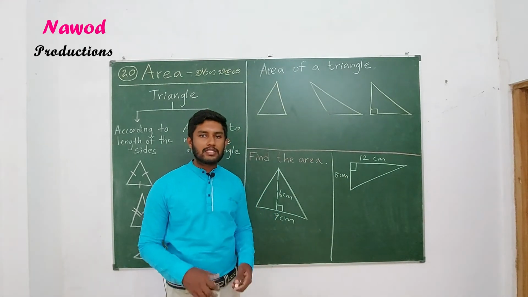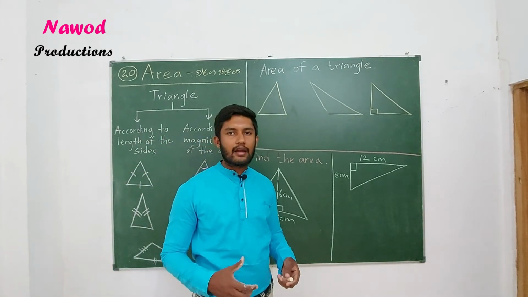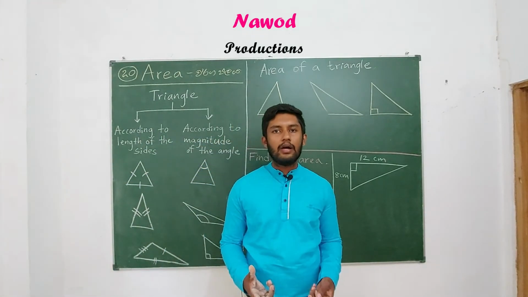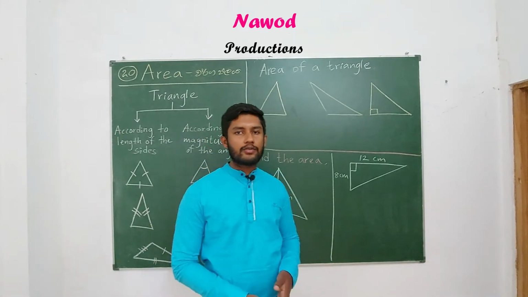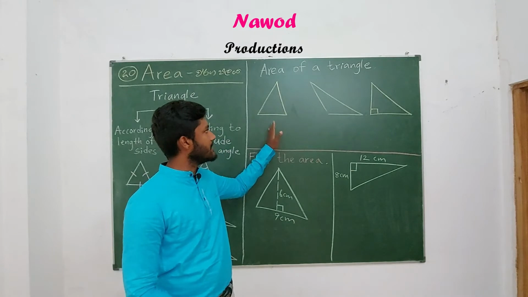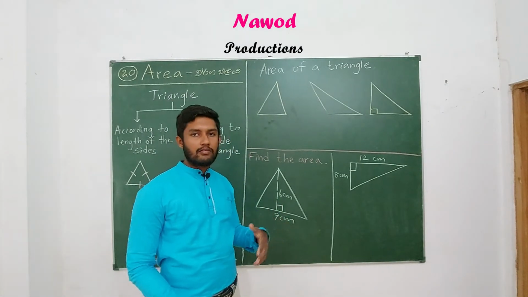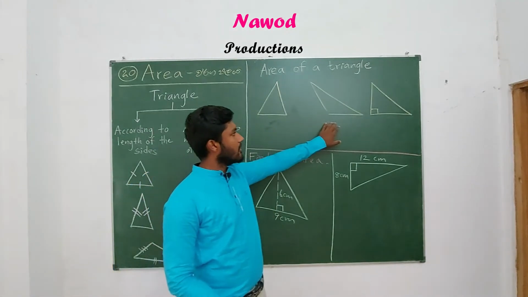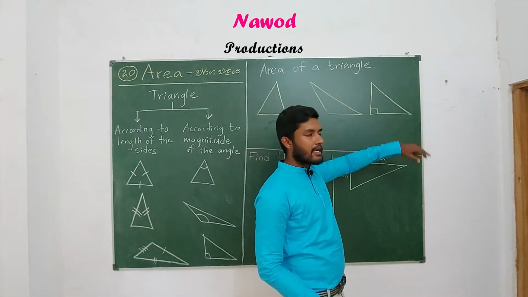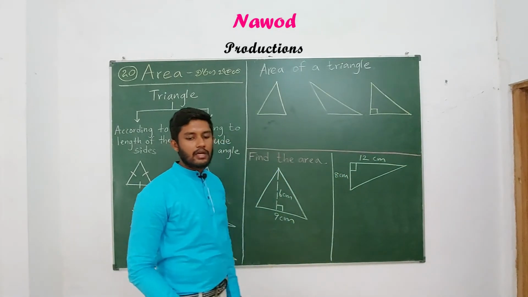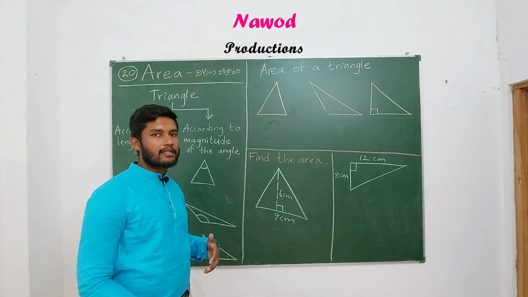Likewise we can categorize the triangles into 6 triangles. Out of them, I have chosen 3 triangles: the acute angle triangle, as an equilateral triangle, then the obtuse angle triangle, and the right angle triangle, which I have already taken to get the area.